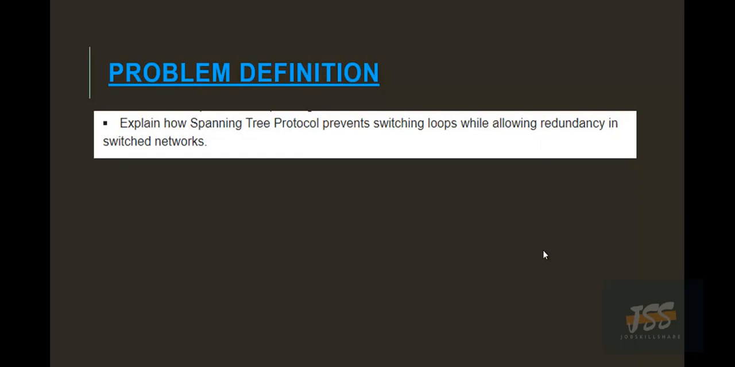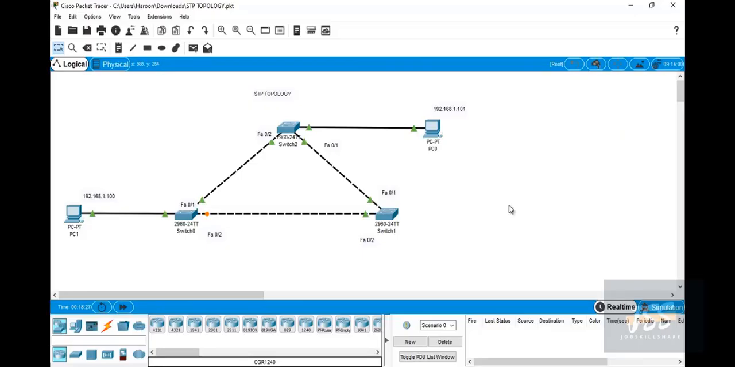The problem definition in this module is to explain how spanning tree protocol prevents switching loops while allowing redundancy in the switch network. We have a topology over here in Cisco Packet Tracer. We will be using this topology to explain the looping in the network and how to avoid it in this troubleshooting part 7 module.